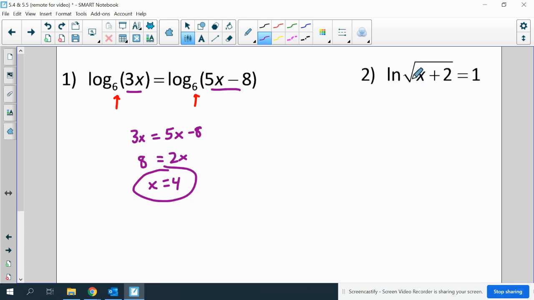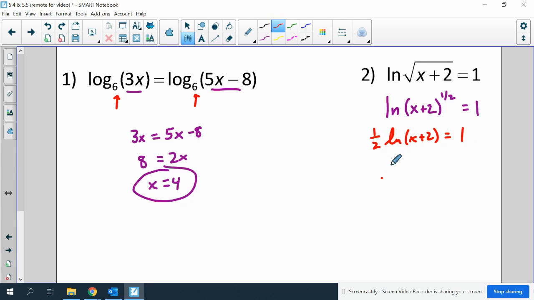Number 2, natural log of the square root of x plus 2 is equal to 1. So we're going to use some properties of logs. In this case, the square root, this is actually a property of square roots. So x plus 2 would then be taken to the 1/2 power. So the square root is the same thing as the 1/2 power. And then a property of logarithms is that we can take exponents, move them to the front, and turn them into multipliers. So 1/2 times the natural log of x plus 2 equals 1.